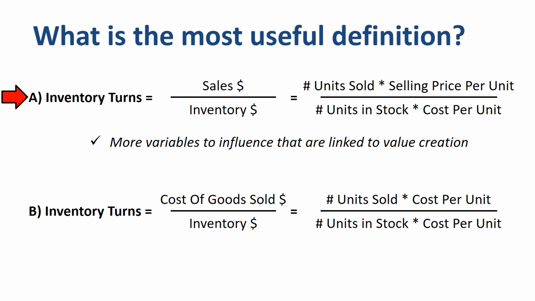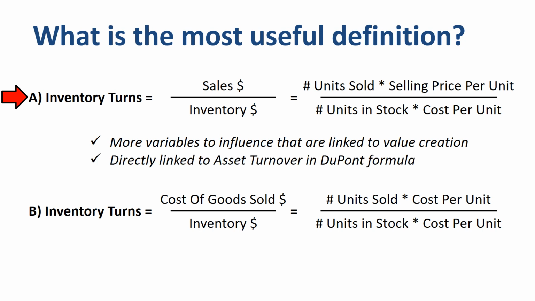The second reason I prefer option A is that it links closely to asset turnover, sales over assets, in the DuPont formula, a key business equation that every business and finance person should understand. If you prefer option B, then there are several videos available on other YouTube channels that take you through a calculation.